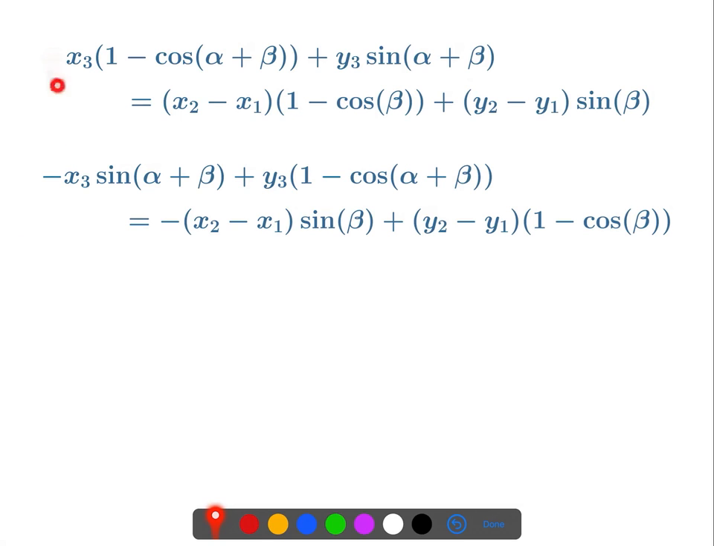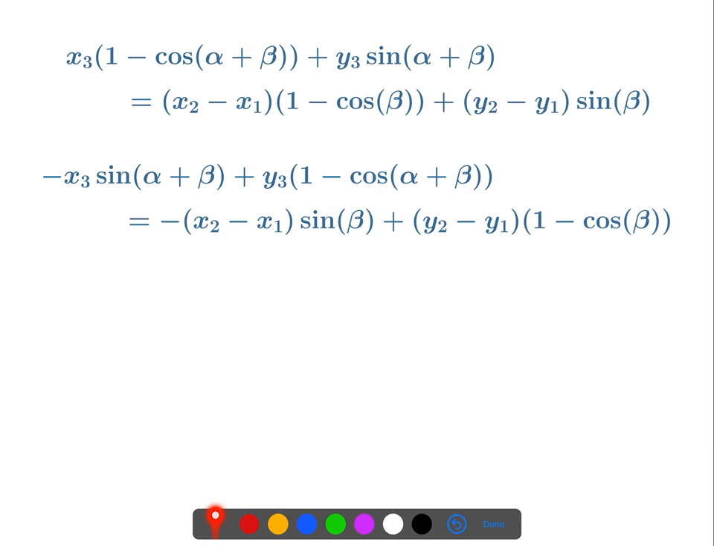So if I multiply this equation on both sides by 1 minus the cosine of alpha plus beta, I'll have a y3 here, a sine of alpha plus beta, and a 1 minus cosine of alpha plus beta. And if I multiply both sides of this equation by sine of alpha plus beta, I'll have a y3 times that sine of alpha plus beta times 1 minus cosine of alpha plus beta. So these two terms here, this one and this one, will look the same after that multiplication. And so when I subtract, the y3 terms will go away.